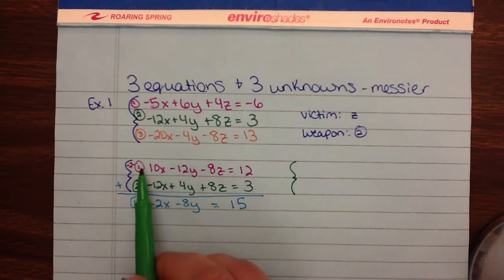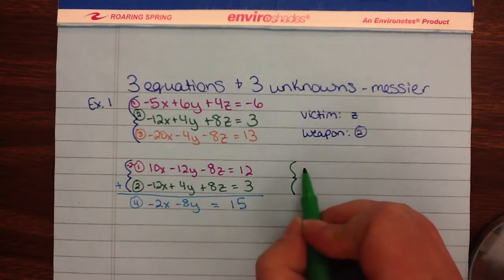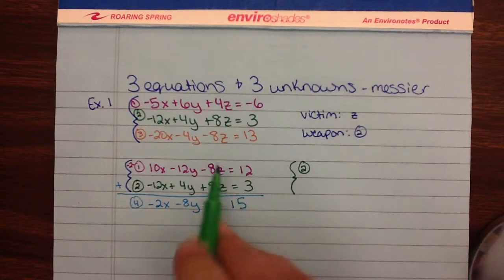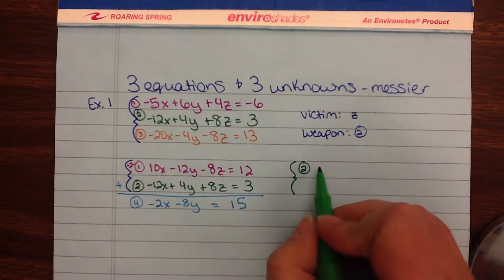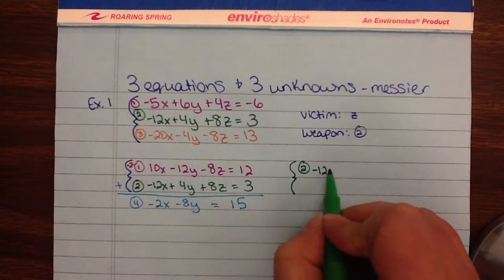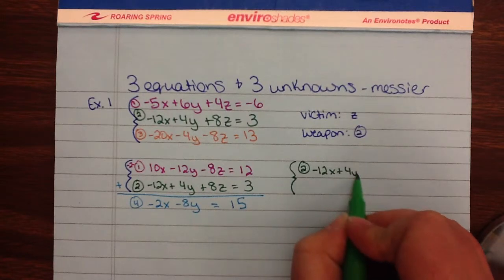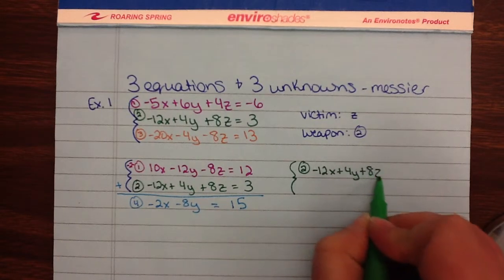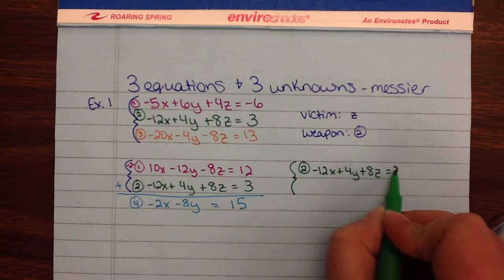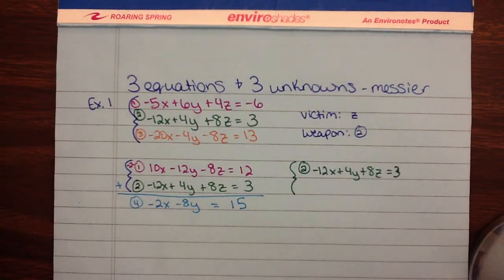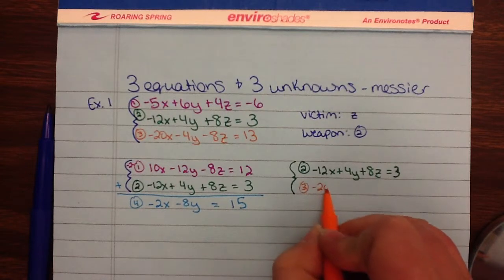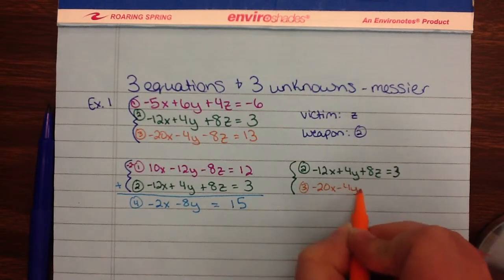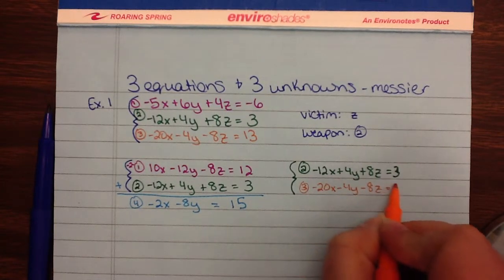Then on this next one, I used 1 and 2, and since my weapon is 2, I'm going to use 2 again. And this time I'm going to use 2 and 3. So 8z and negative 8z already cancel, so all I have to do is write them down and then add them together so I can see what I get once I cancel them. So equation 3, negative 20x minus 4y minus 8z equals 13.